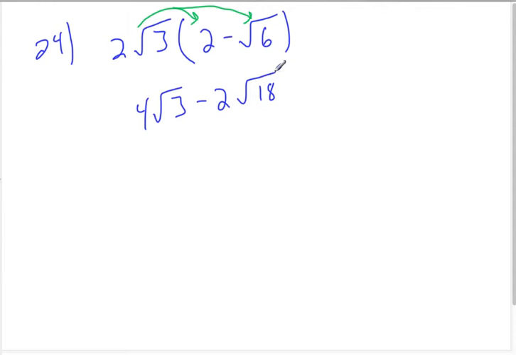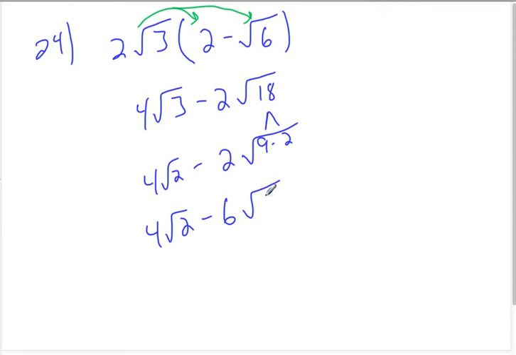Again, 18 is a simplifiable number because it's 9 times 2. So we actually have 4 root 3 minus 2 times root 9 times 2. Root 9 is 3, so we can multiply that to the 2. So we get 4 root 2 minus 6 root 2. And then these are now like terms, so we have negative 2 root 2. Well, that one was all right.